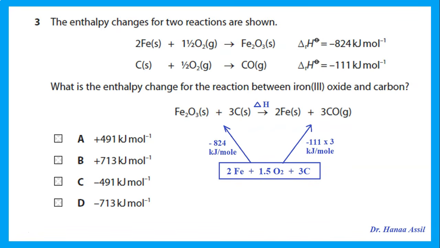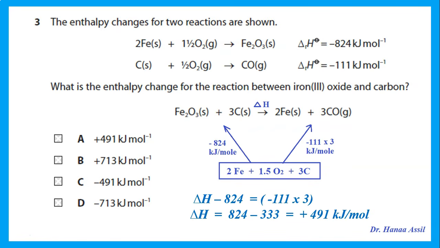Remember that elements do not have a delta H of formation. So the delta H of formation of carbon is 0, and the delta H of formation of iron is 0. And in the product, we have 3 moles of CO, so I need to multiply the number given by 3. Now, going around the circle, you will find that delta H minus 824 is equal to the other one. So you can calculate delta H. This comes out with a positive value, so it's plus 491.